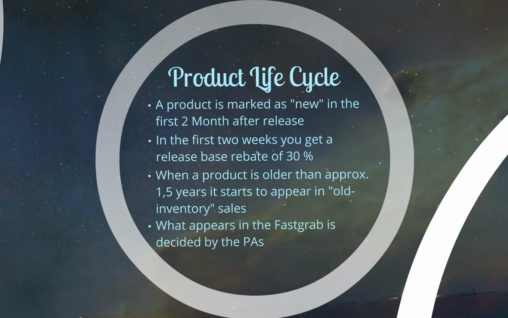Somewhat related topic, what appears in the fast grab, this 70% only for short-term category, there is no fixed rule. As far as I could find out, the PAs decide what they want to offer in the fast grab. So there are some PAs that are offering quite new, not so old products already in the fast grab, often things that were not selling too well. Other PAs are really only doing pretty old stuff in the fast grab, so there is no fixed rule.